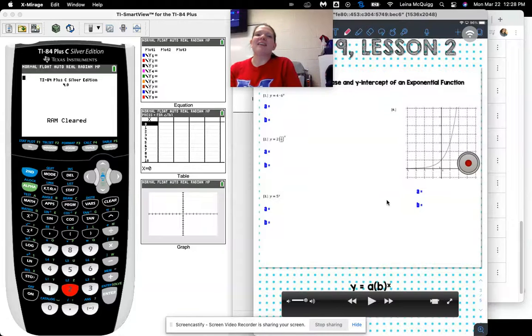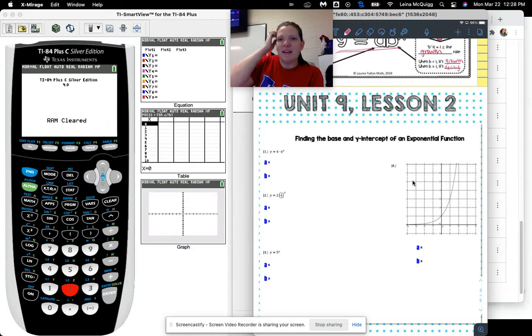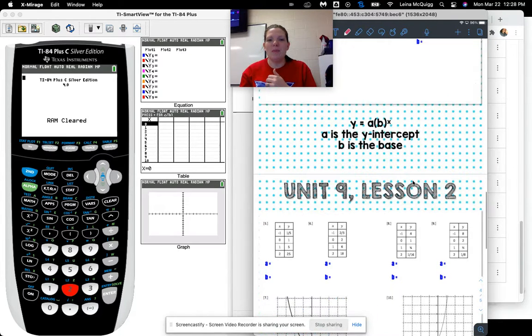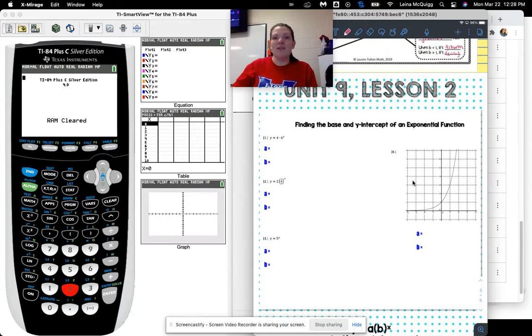Hey everyone, welcome back. Okay, so today we're going to move on to Unit 9, Lesson 2, which is finding the base and the y-intercept of exponential functions. We're going to do this from an equation, from a graph, and from tables, okay? So first, let's review our equations.